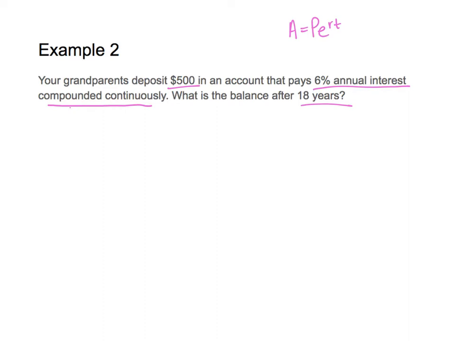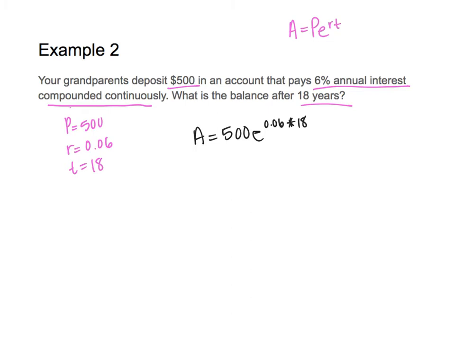So in this case, if I'm plugging things in, remember P is 500, that's our initial. R is our interest rate, so as a decimal that's 0.06. T is 18 years. And if I were to plug this in, I have 500 e to the 0.06 times t, which is 18. So if I plug this in my calculator, here's what it's going to look like.